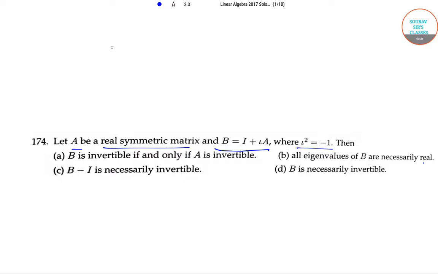Now let A is equal to 0, so we get B equals I. So option A is incorrect, since for this case A is not invertible but B is equal to I, so it's still invertible. Option C, B minus I is necessarily invertible. No, this is not true. If B is equal to I, then this becomes I minus I, that is 0. So this is again false.